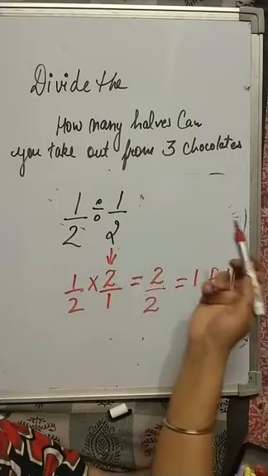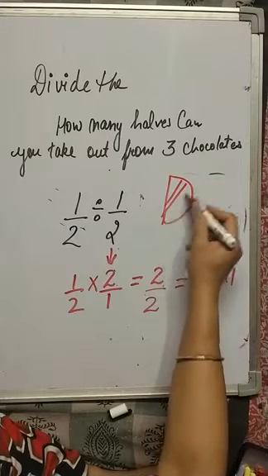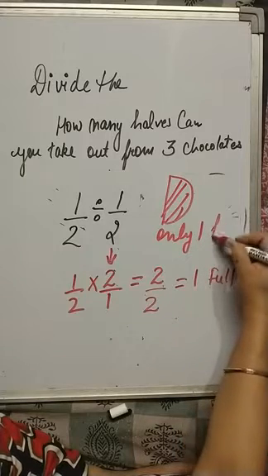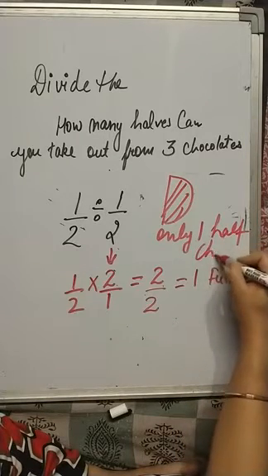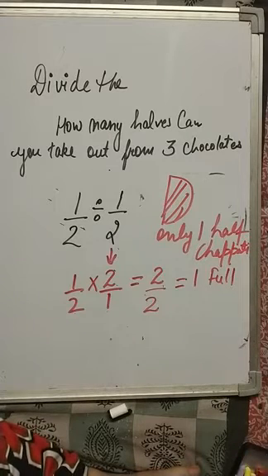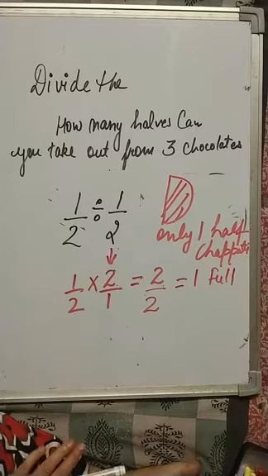From half, how many halves can we take out? So we have half a chapati and we can take out only one half chapati. If we have half, then from it we can take only half a chapati. Okay, so that's all for today.